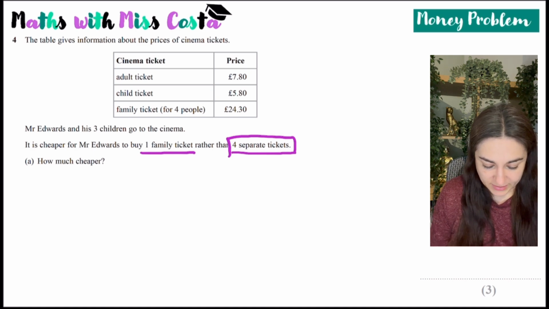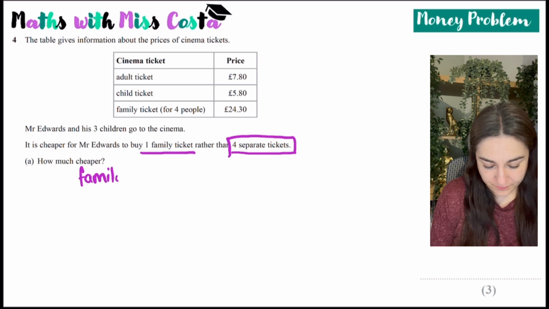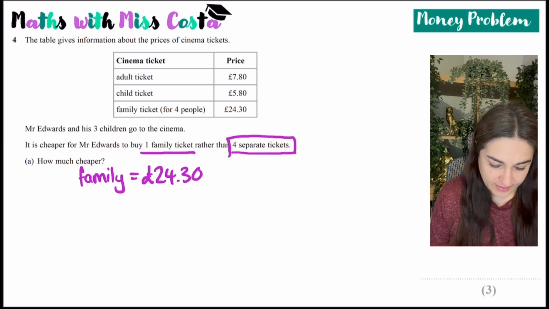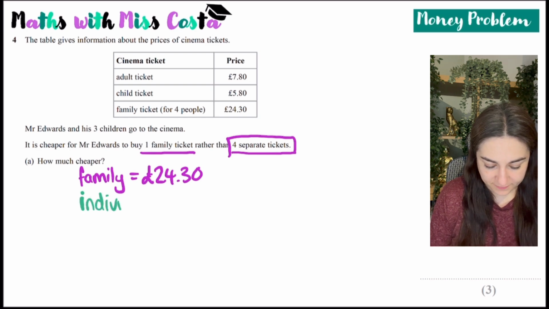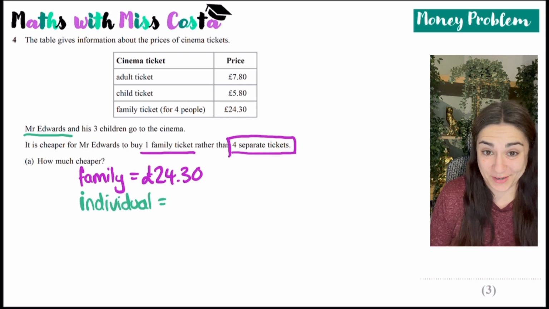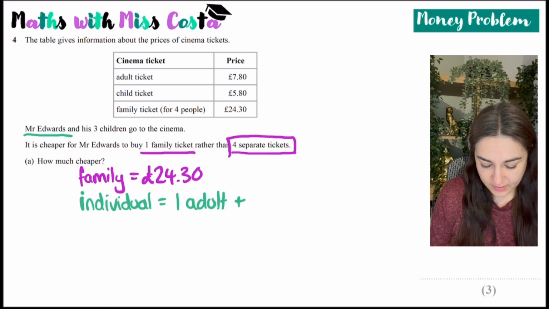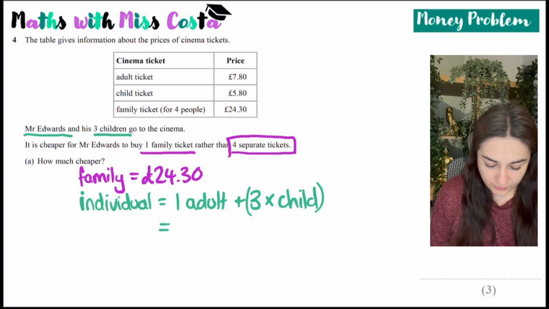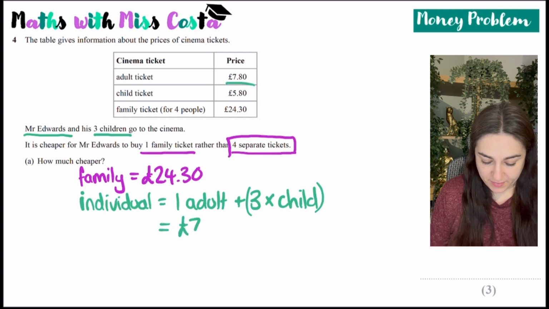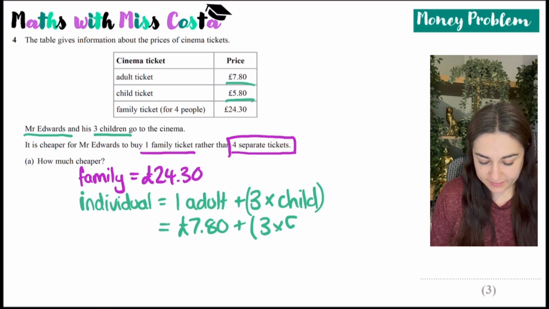and you need to figure out how much cheaper. So I know that a family ticket is going to be £24.30, and then individual, what am I going to have to do? So it's Mr. Edwards, who is an adult. So I'm going to have 1 adult ticket plus his 3 children. So 3 lots of child tickets. So what's the cost of an adult ticket? It's £7.80. And the cost of a child ticket is £5.80.